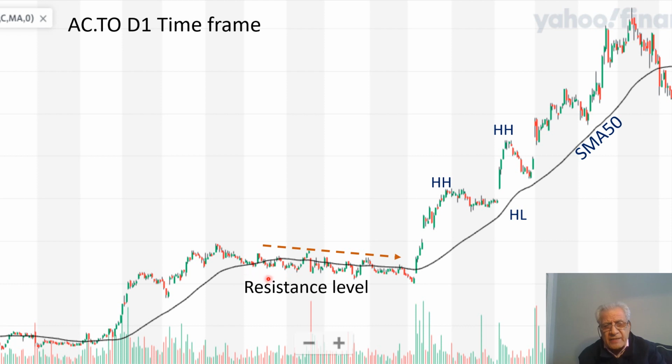But as the price breaks the resistance and goes upward, it is making a higher high, higher low, higher high, higher low, higher high, higher low, and so on. That's the characteristic of a strong uptrend. And in a strong uptrend, the price is always above the SMA, the simple moving average, or dynamic support and resistance. And especially you have a couple of touches, which is price rejection.